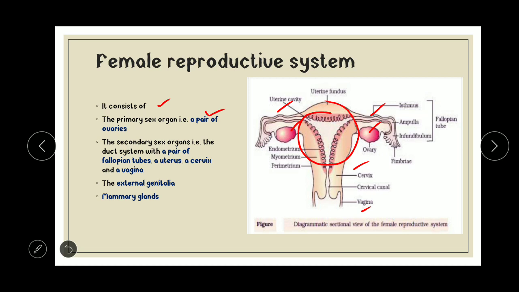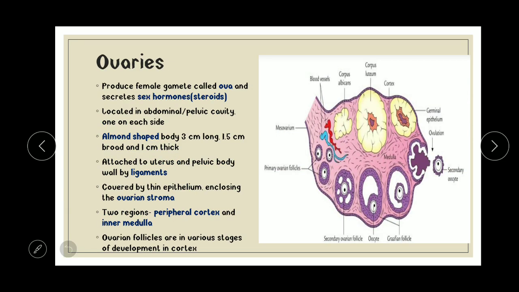So what are the different parts? Ovaries, oviduct, uterus, cervix, vagina, external genitalia, and the mammary gland. First of all, the ovaries. This is the primary sex organ, that is, it will produce the ova, the female gamete, and the sex hormones. These are generally steroids in nature.